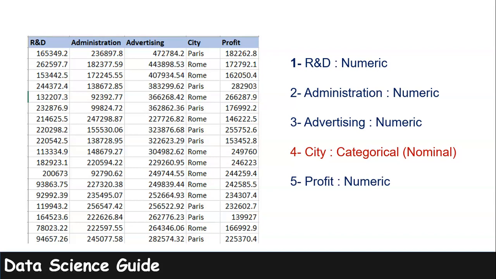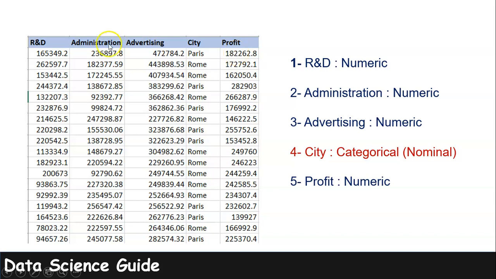And in the first column, we have the R&D, the research and development expenses. In the second column, we have the administration expenses. In the third column, we have the advertising expenses. In the fourth column, we have the city where that company is located. And in the last column here is the profit that that company achieved.